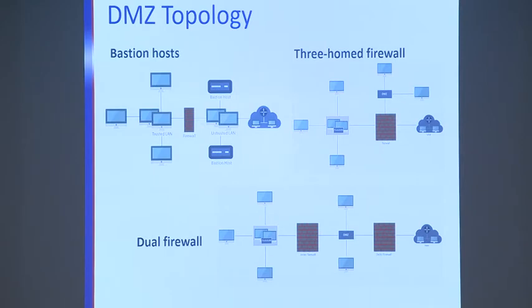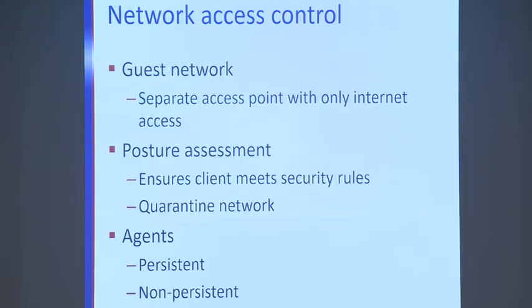If I've got a dual-home firewall, it means it's got 2 interfaces. If it is a 3-homed firewall, it means it's got 3 interfaces. One of the things to think about with network access control would be things like my guest network. If I have guests coming into my office, do I want to grant them wireless access to get out to the internet?